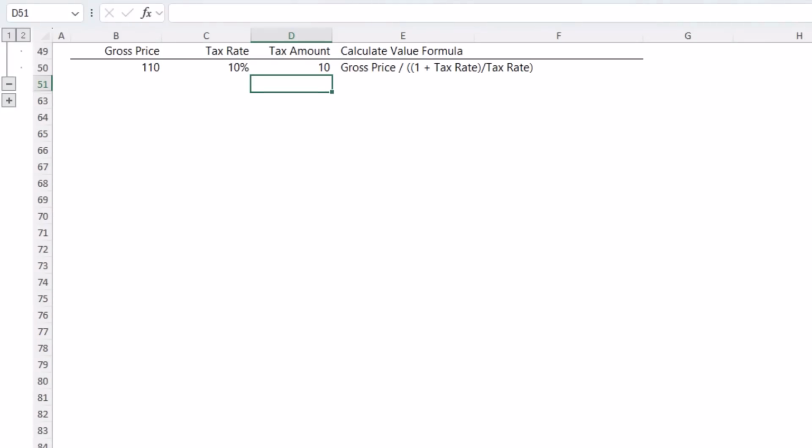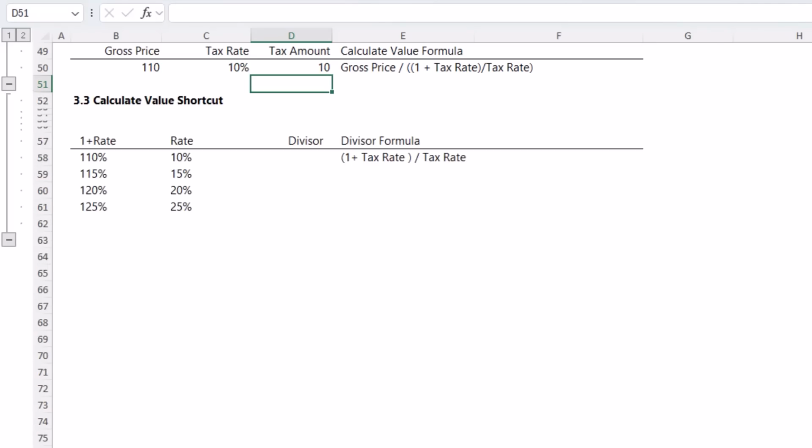Okay, both of those formulas are a bit of a handful, and thankfully if your tax rate is fixed, a shortcut is to pre-calculate the divisor and memorize it. Taking the calculation above, we can see the divisor component is 1 plus the tax rate divided by the tax rate. For example, here in Australia, our sales tax or GST is 10%. So if I take 1 plus the tax rate divided by the tax rate, I get 11.